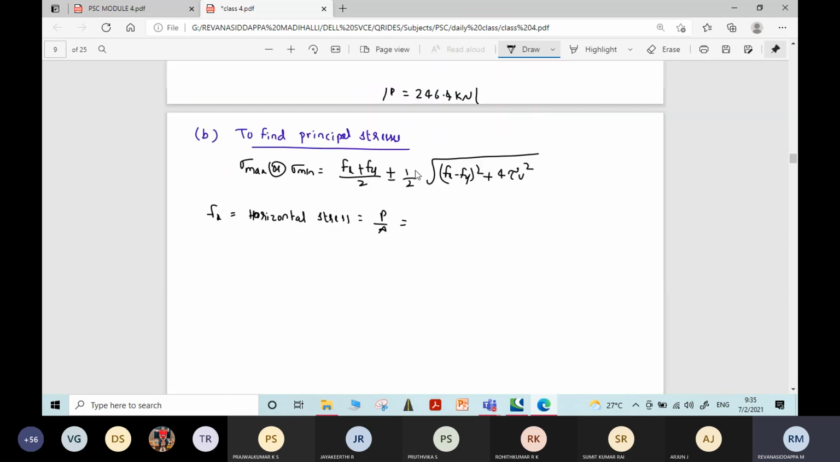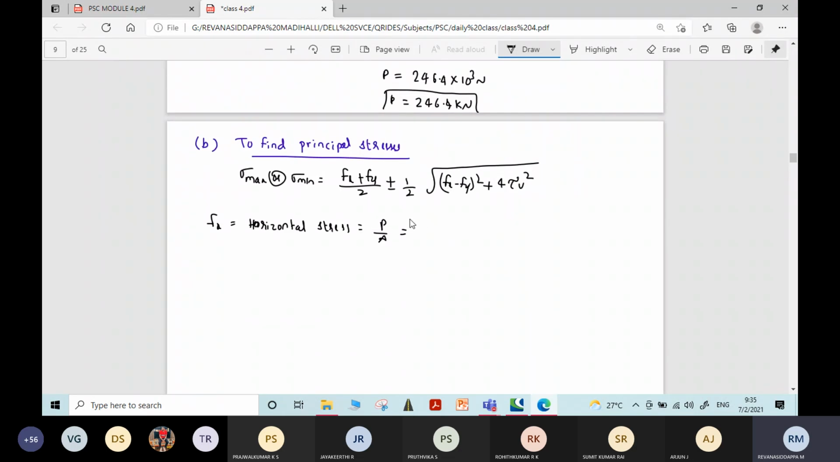Okay, effective pre-stressing force is known, 246.4 into 10 power 3 Newton. Area of cross section is 150 by 300. By this you will get fx value. How much? 5.47 Newton per mm square.